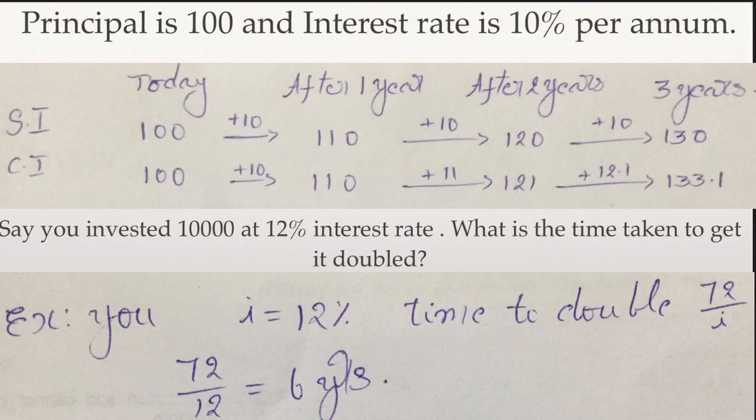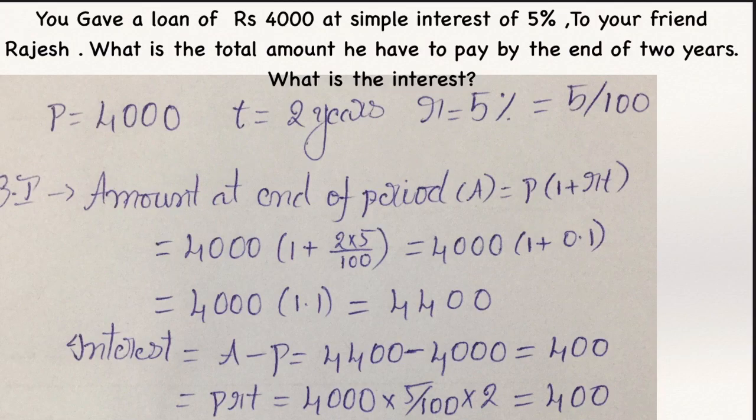So let us do one problem on simple interest as well as compound interest. Say for example, you gave a loan of 4,000 to your friend Rajesh at simple interest of 5%. If he pays at the end of 2 years, what is the interest and what is the total amount? First of all, we need to write down what are the things provided in the problem.